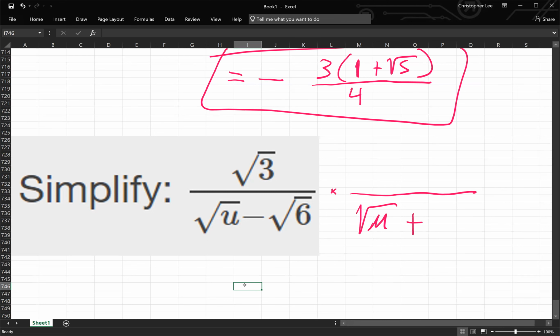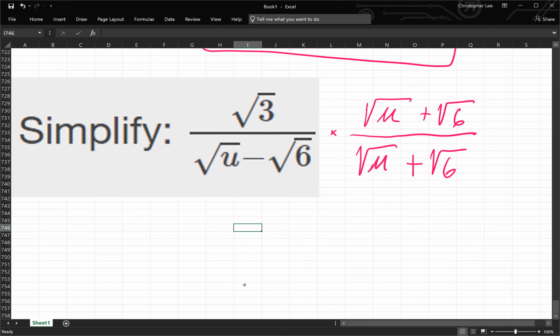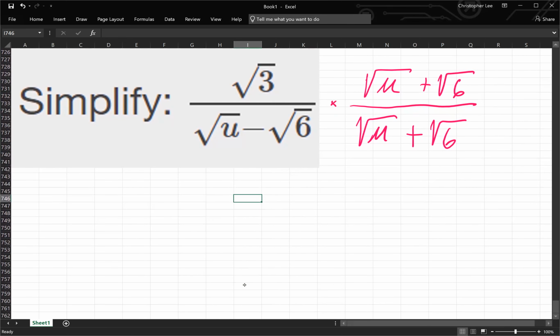Not minus, plus. Excellent, right? And what I do to the bottom, I do to the top. And that's it. Straight up. That's it. So distribute them.